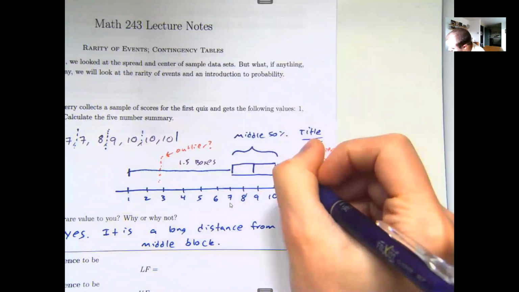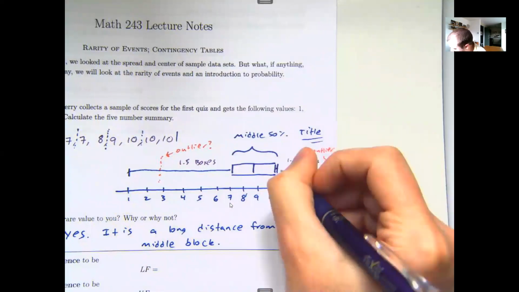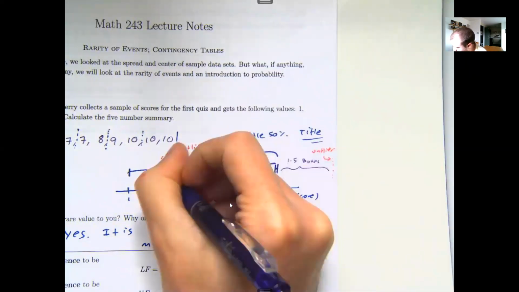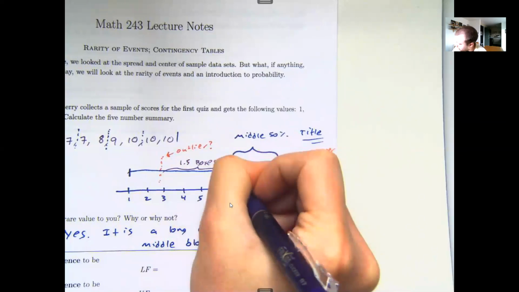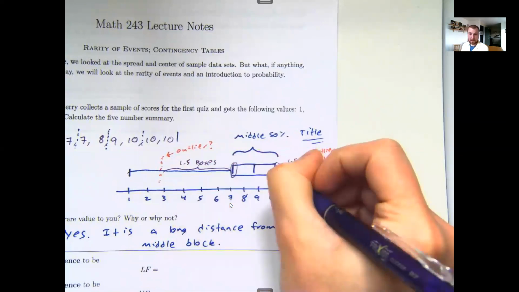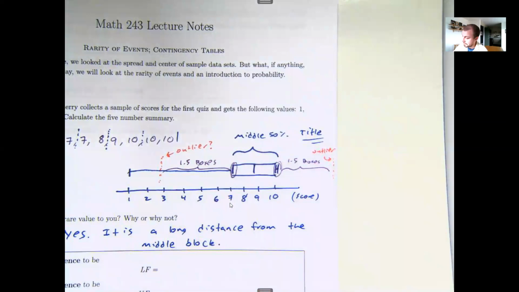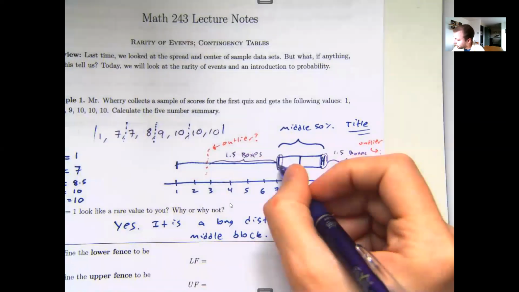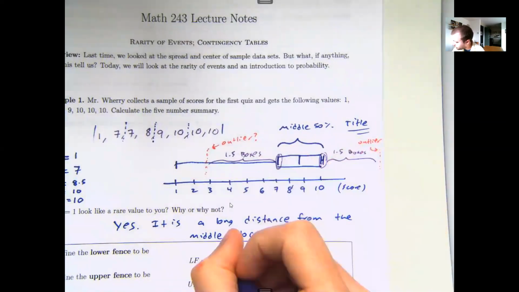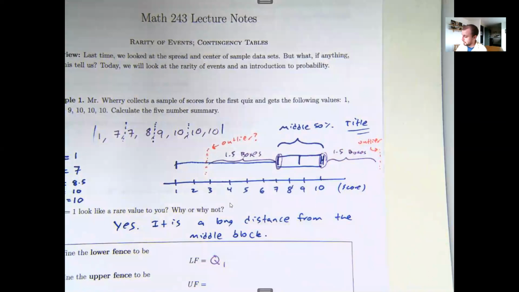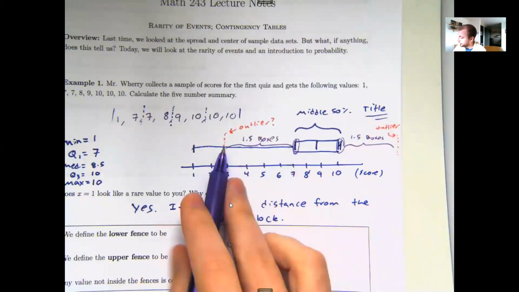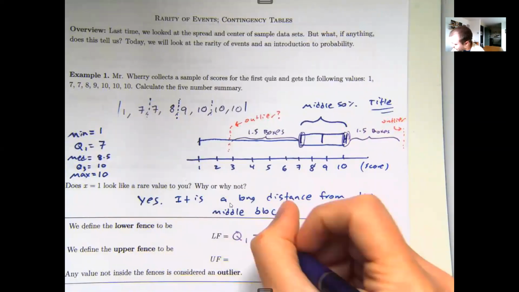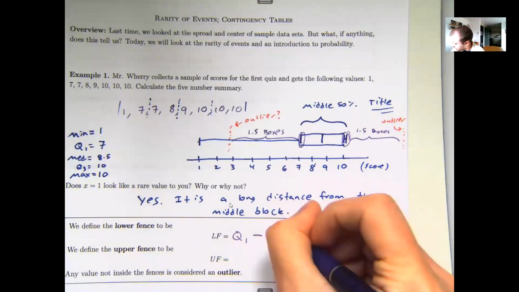I'm going to formalize this language just a bit, but it does seem like we're going 1.5 of those middle boxes both below this part and above this part of my data. So lower fence, that's what I'm going to give this thing as a technical name. Looks like it starts at the lower part of the box. That's my first quarter mark. And my lower fence goes down from there, so I subtract from there. And I'm subtracting 1.5 of those center boxes.